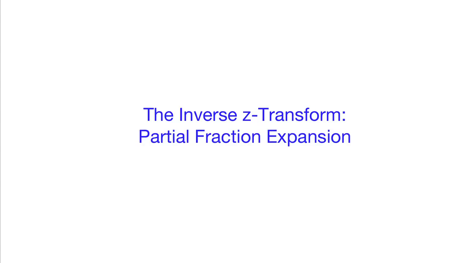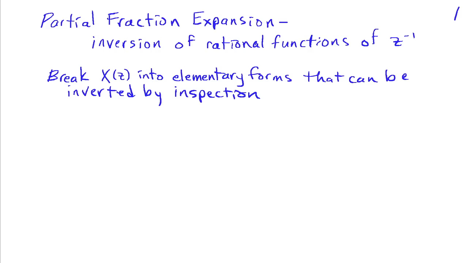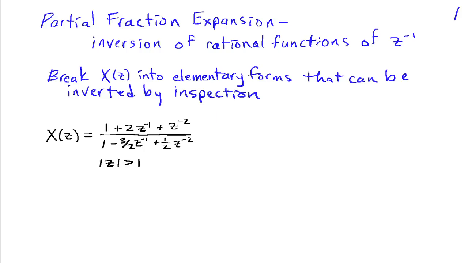Well, in this lecture, we're going to talk about one particular approach for inverting the Z transform, and that involves the use of partial fraction expansions. The partial fraction expansion technique applies to inversion of Z transforms that can be expressed as rational functions of z inverse. The basic idea is that we're going to break X(z) into elementary forms that can be inverted by inspection.